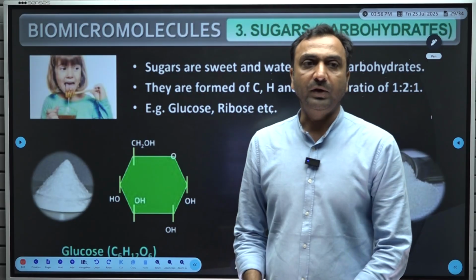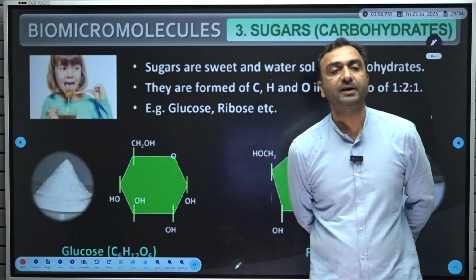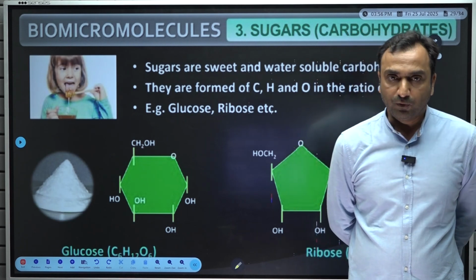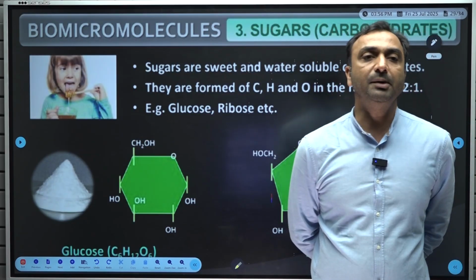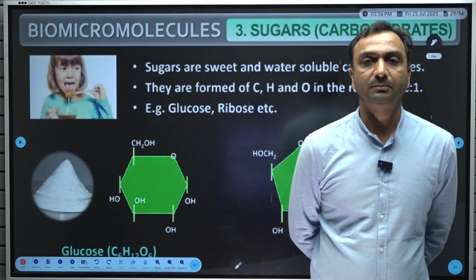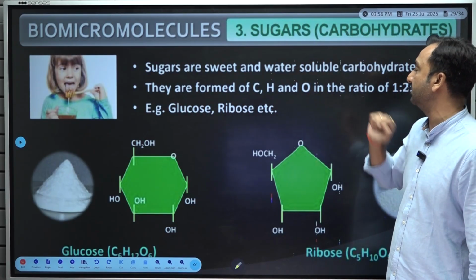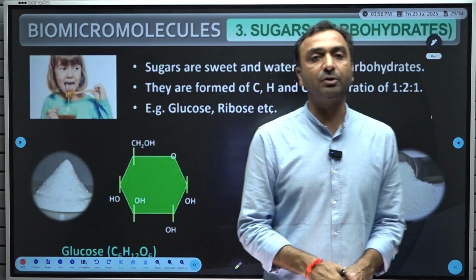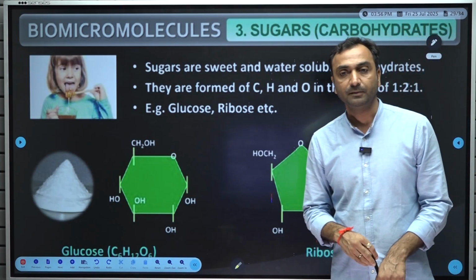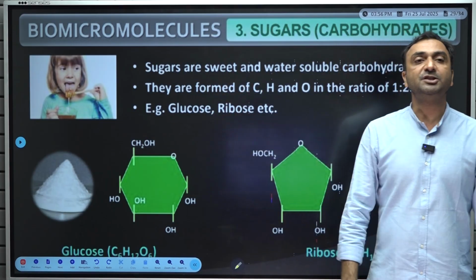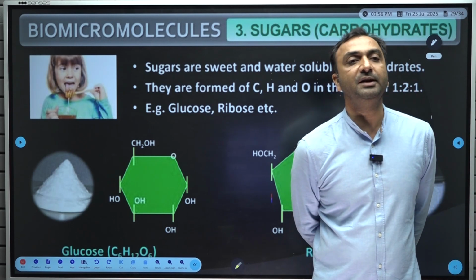Fine. So when it comes to carbohydrate monomer, it is called either monosaccharide or sugar. One thing I have already clarified, it is also like lipid, made up of only carbon, hydrogen and oxygen, right? So the second point, they are formed of carbon, hydrogen and oxygen, but the ratio of all three is 1:2:1. We already discussed this point earlier, right? Sugar is very sweet in taste, you know it.